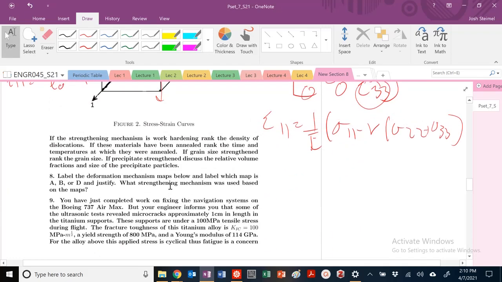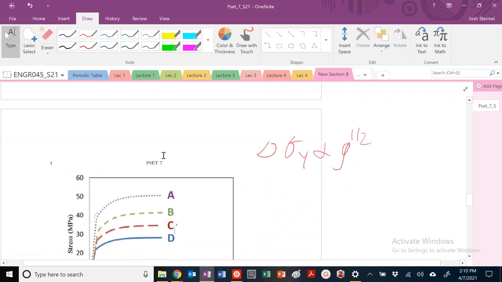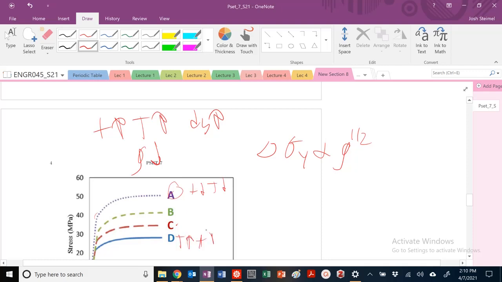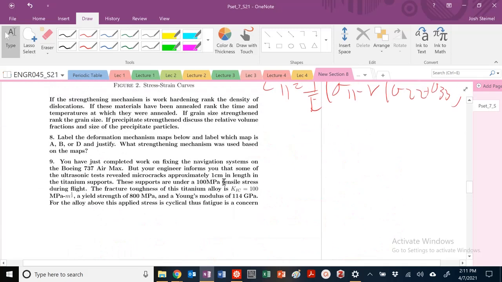If it's been annealed, rank the time and temperature at which they're annealed. We know that when we anneal at large times and high temperatures, our grain size, dg, increases, and the density of dislocations decreases. So A is the lowest time, lowest temperature. Then as we go, this has the highest temperature and highest time, because again, this is a scaling parameter.